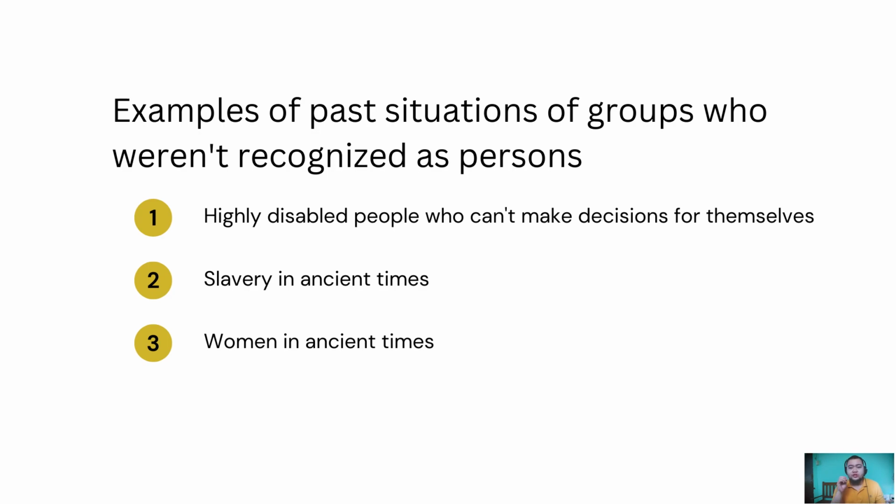Also, in ancient history, slavery was common. Instead of being treated as human, the slaves were treated as property. In the US, for example, during the 18th century, African slaves were considered inferior. Also, women in the past were not recognized as persons. They were treated differently compared to men.